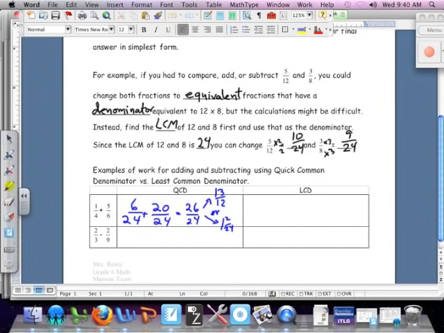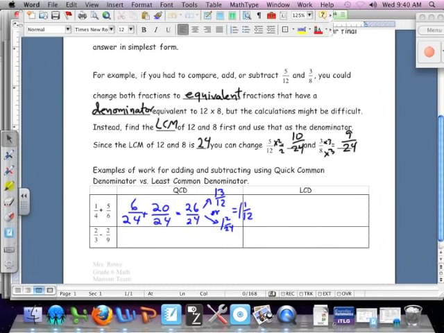Who can tell me what the final answer would be for adding up these two simple fractions? Yes? 1 and 1/12. So by using the quick common denominator, I had slightly bigger numbers. They weren't terrible, but then I had to show 2 steps to get to a final answer at the end.